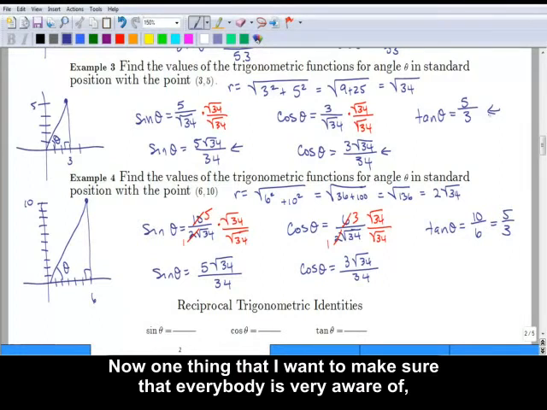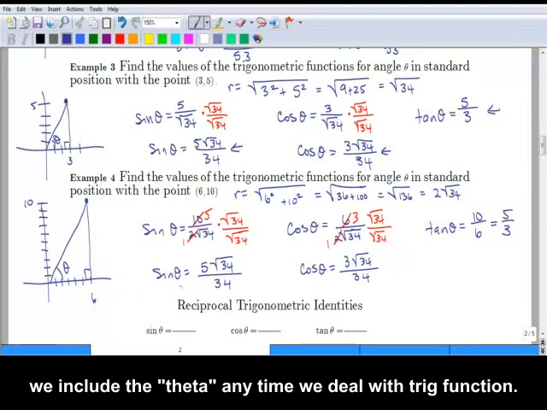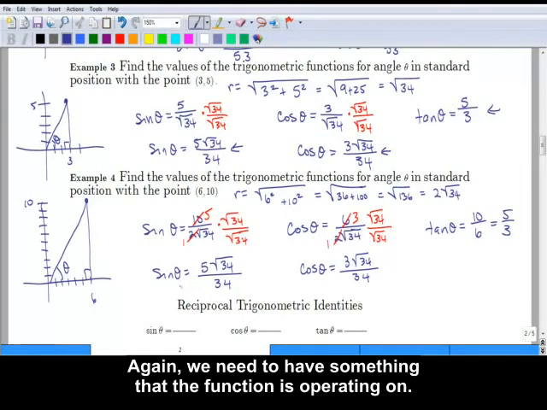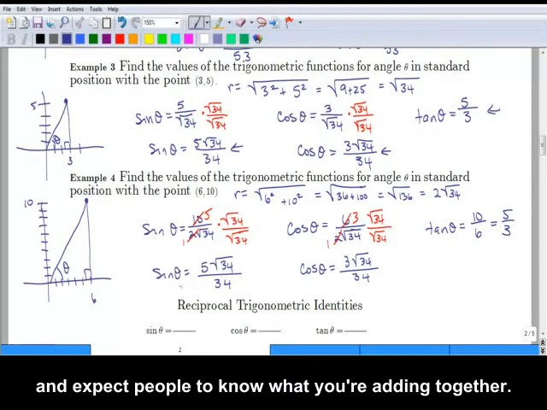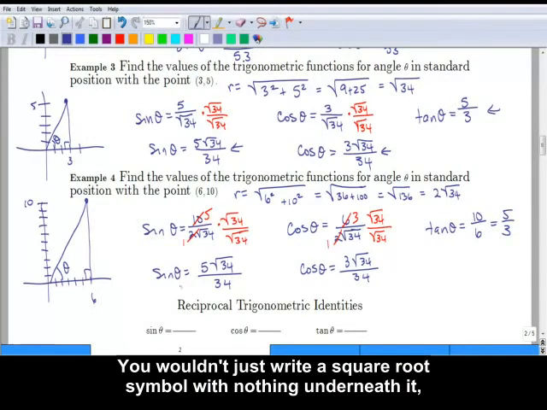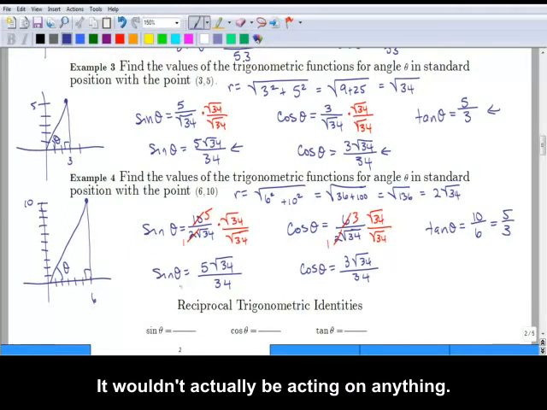Now, one thing that I want to make sure that everybody is very aware of is that we always need to make sure that we include the theta anytime we deal with trig functions. We cannot leave this out. Again, we need to have something that the function is operating on. You wouldn't just write a plus sign and expect people to know what you are adding together. You wouldn't just write a square root symbol with nothing underneath it, because then it wouldn't mean anything. It would just be a function. It wouldn't actually be acting on anything.